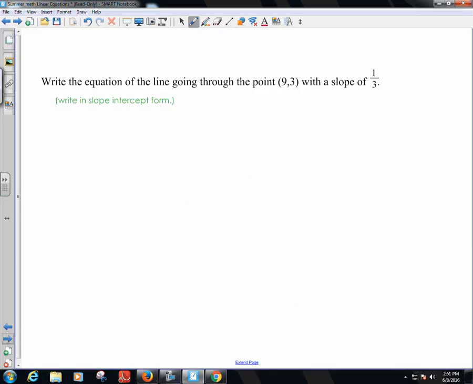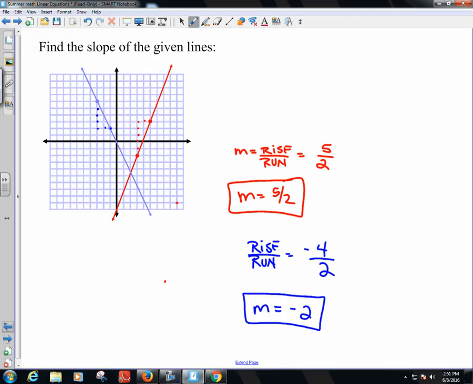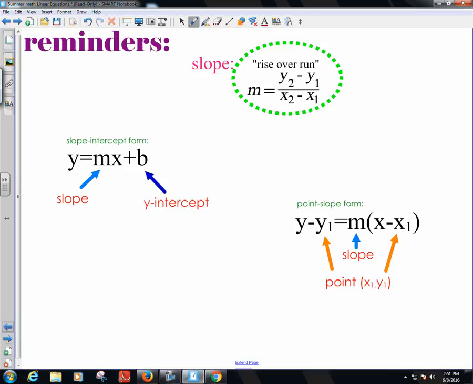Now we need to write the equation of the line going through the point. So we have a point of 9, 3 and a slope of 1/3. So I think about what I've got, and I go, oh, I have a point and a slope. So I'm going to use the point-slope formula because that uses everything that I have.